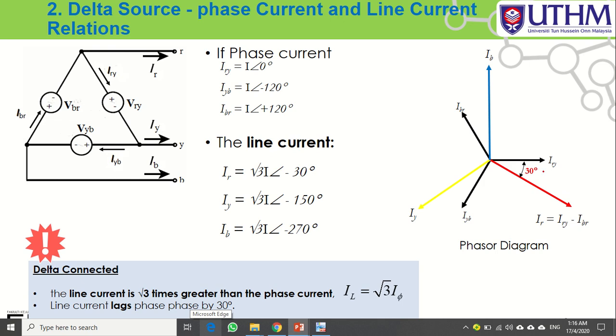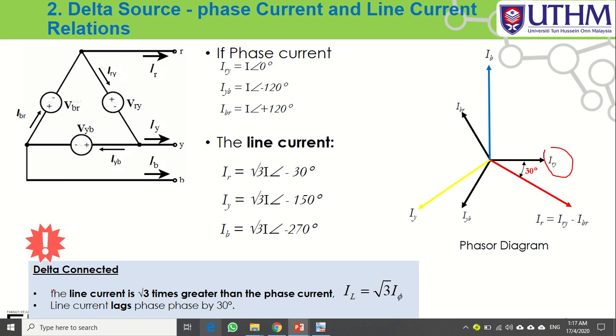Okay, this is the phase current. IY, IR lags phase current, line current lags phase current by 30 degrees. Good. So you can differentiate the relationship between line current and phase current for a delta connected source.